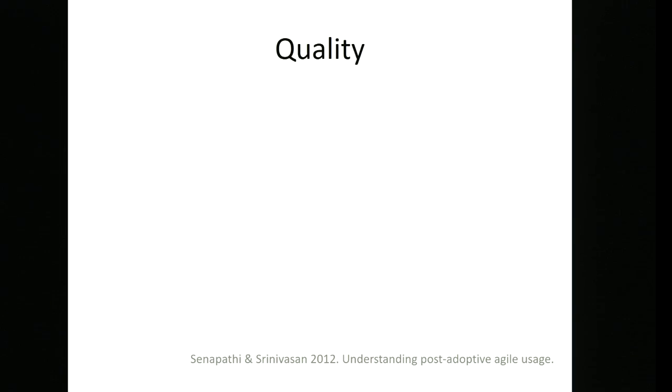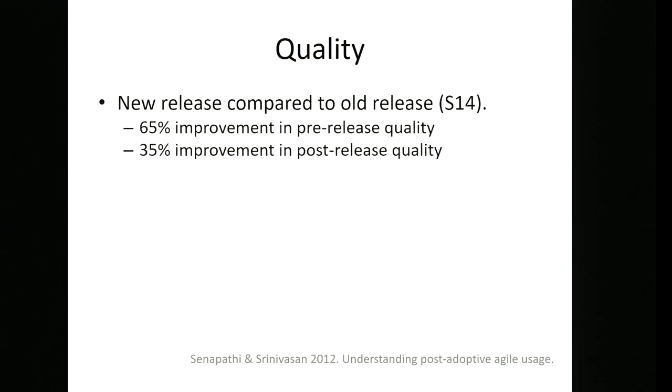Okay, so productivity as measured by, for example, lines of code or functionality, or however you want to define it, is one thing. But what about quality? Quality is really important. There is some evidence that Agile processes help to increase quality.